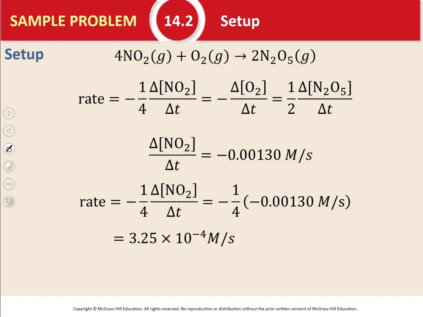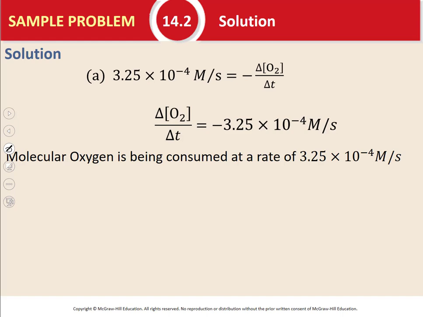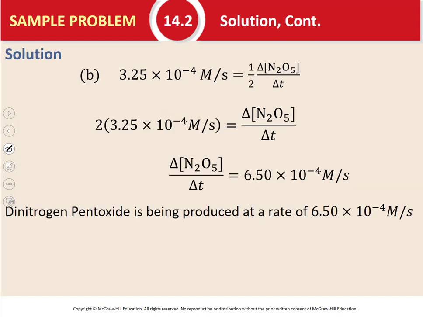So then for part B, same thing, but now we're asking at what rate is the dinitrogen pentoxide being produced. So in that case, we have our rate we just found in terms of the nitrogen dioxide, in terms of the dinitrogen pentoxide. Now we're positive because we're a product, and it's 1/2 because you had a coefficient of 2. So bring the 1/2 to the other side, and you take 2 times 3.25 times 10 to the negative 4th. And that's where the 6.5 came from.